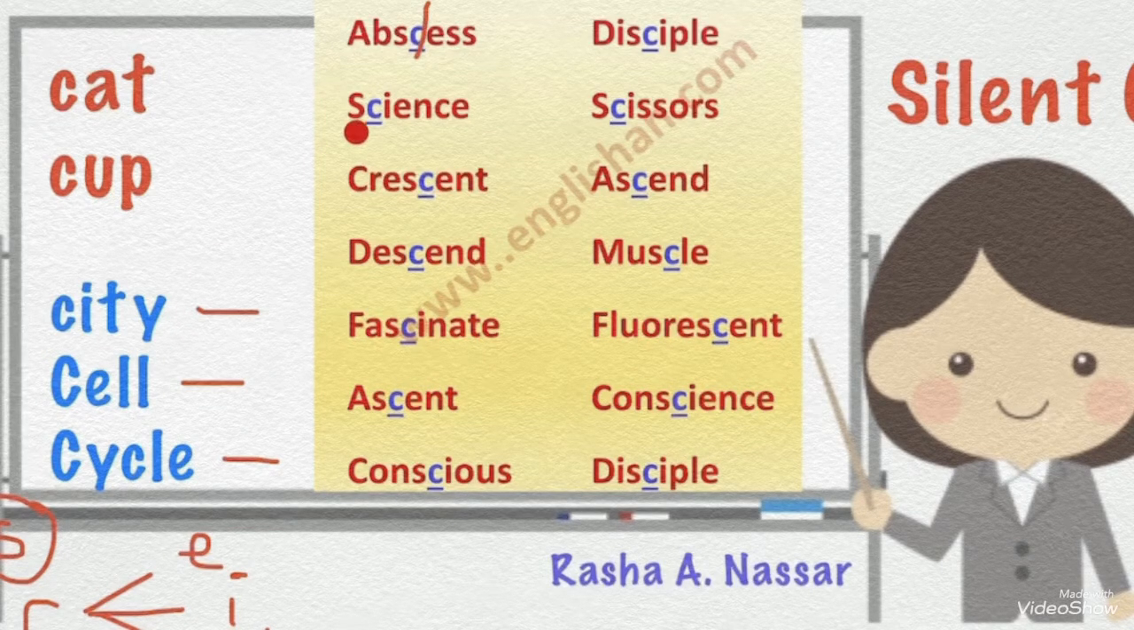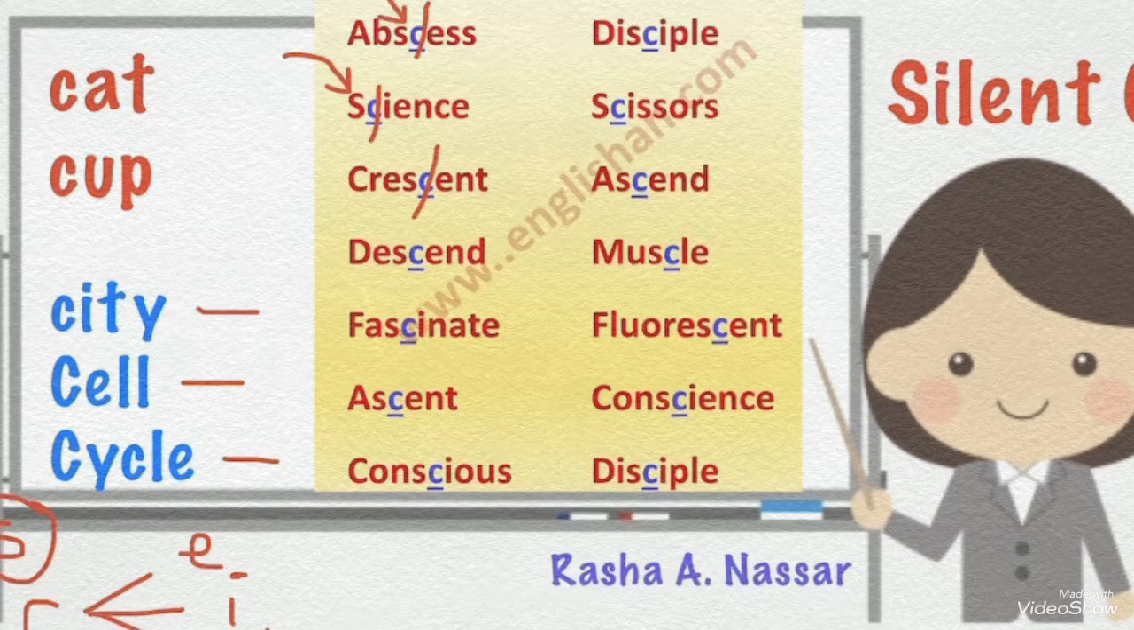Next, science. I will not read here letter C as it is a silent letter. Why? Because it comes after letter S. So when letter C comes after letter S, I will not read it. It will be a silent letter. So here it will be crescent. So here I have silent C. I will not read letter C. Very good. And next I have here descend.